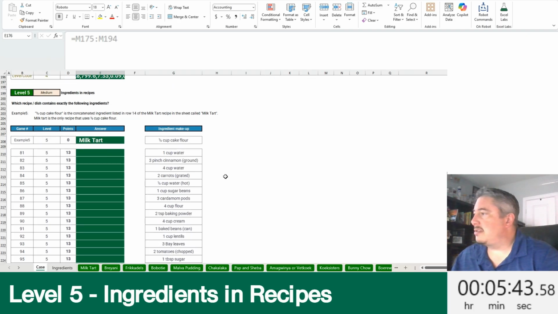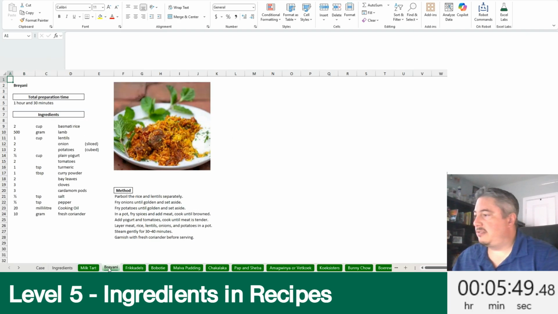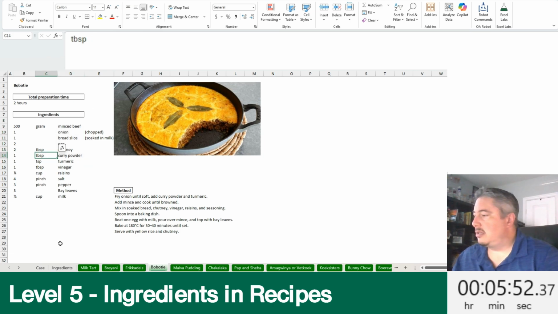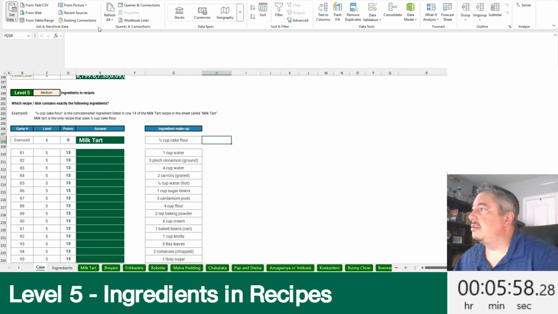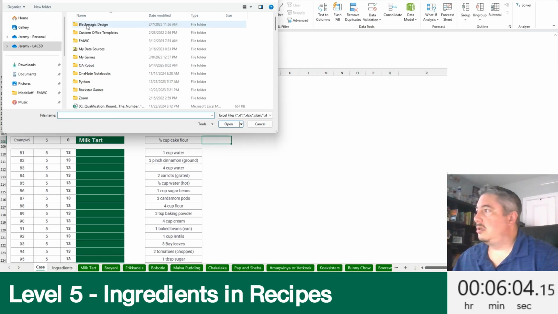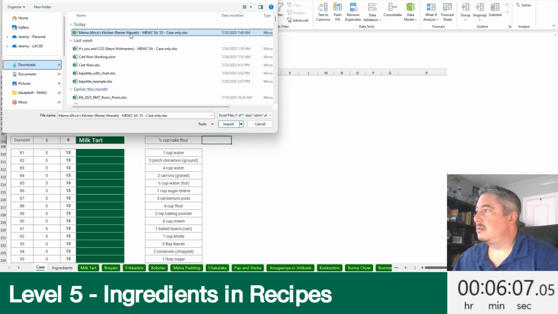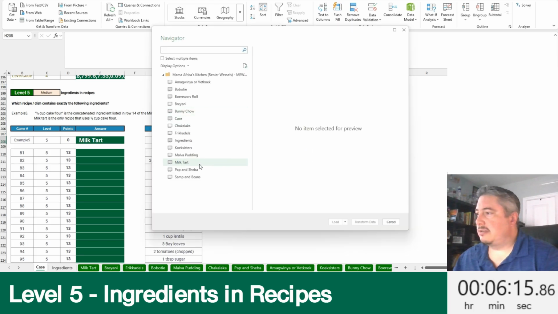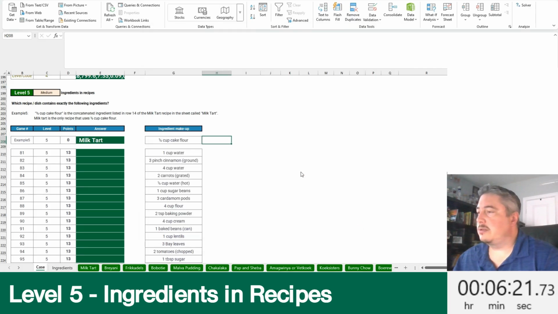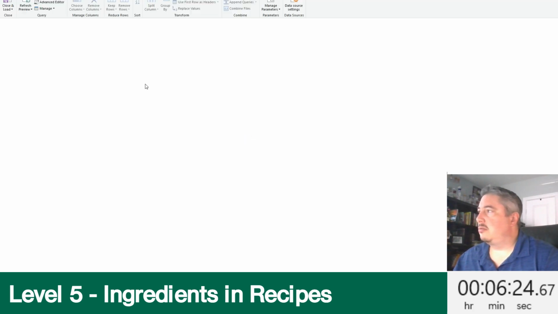Alright, which recipe or dish contains exactly the following ingredients? So this is where we have to combine a whole bunch of different tabs with the ingredients. And so I'm going to use Power Query. Data, get data from file. And this was downloads. Okay, I need to be able to select my cases, but I'm going to do this. So I select it all up to begin with and transform, and then I'll filter once it brings it in here.